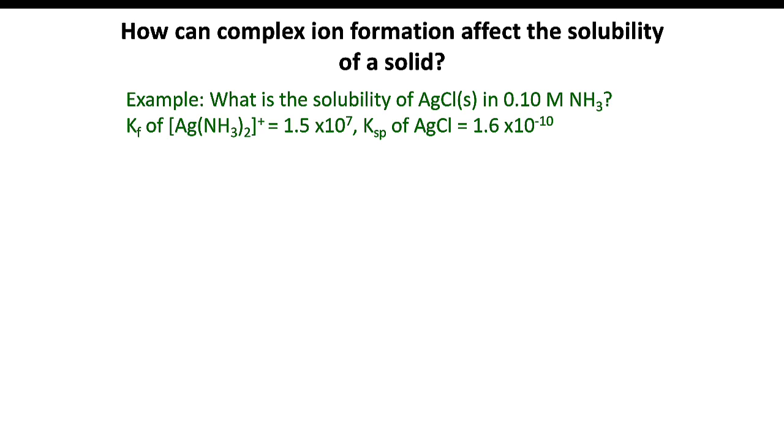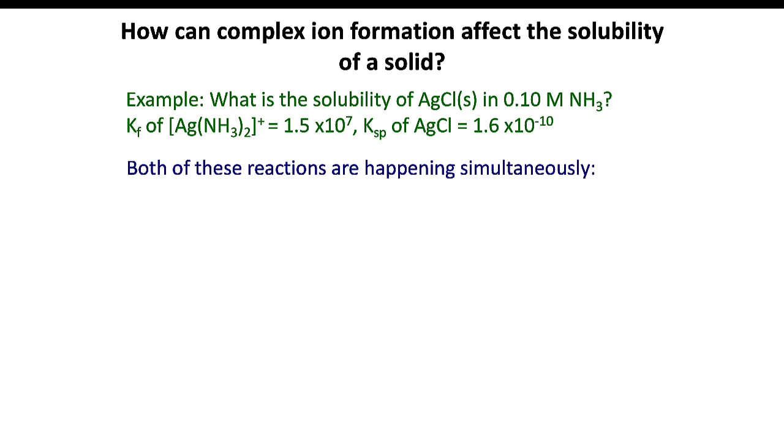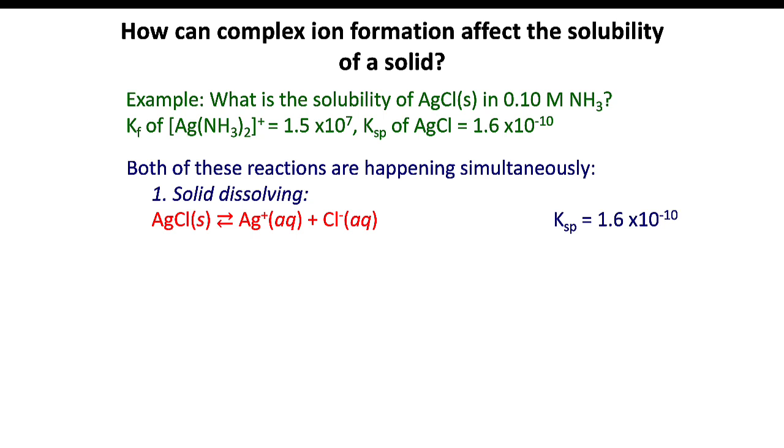Okay, so what about a question about how complex ion formation affects solubility? This is a really good question because we've learned about solubility. We know that when we have silver chloride in solution, it will form the silver chloride solid, right? And so when we have this, what happens if we have a complex ion that may form here? Here, if we're investigating in ammonia, both reactions are happening simultaneously. And this is to say that we have the solid silver chloride that's dissolving according to its KSP.